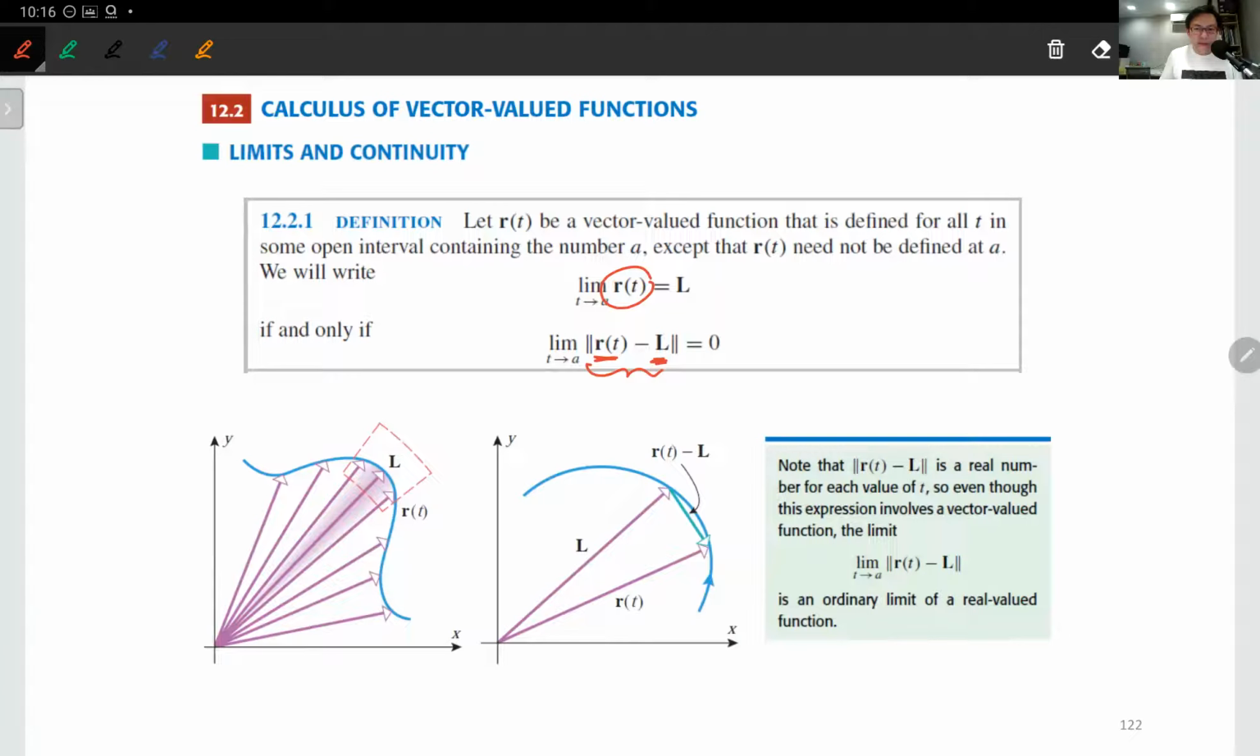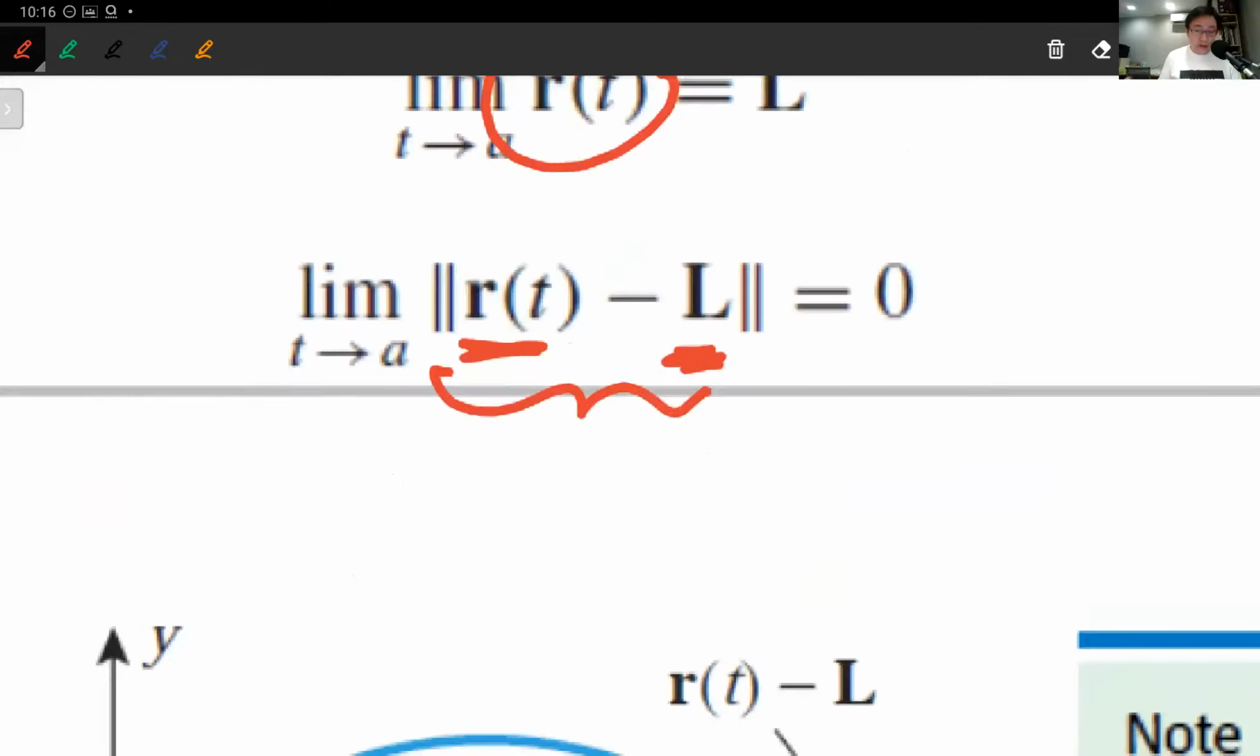So that is fine. But what is so cool about this one is when you look at this limit of the difference, because now we are talking about the vector-valued function. The first term is a vector. The second term is also a vector.